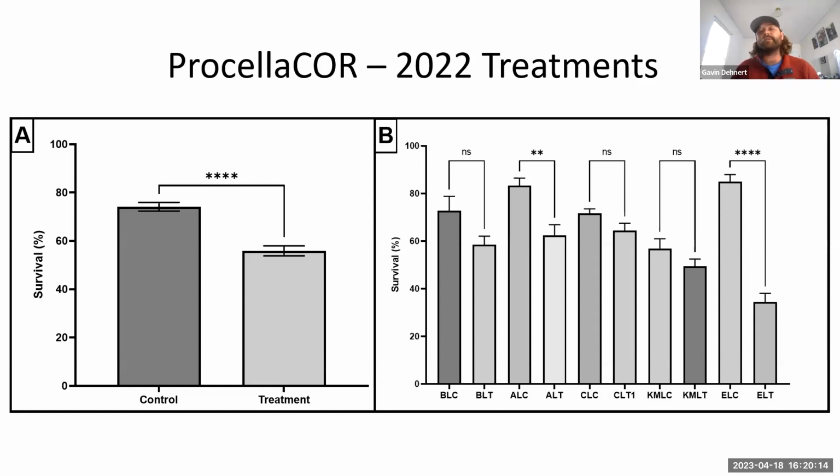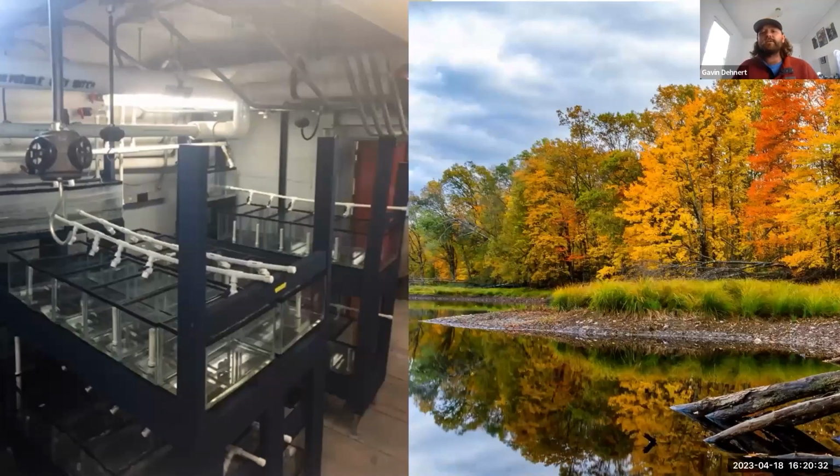When we broke it down lake by lake, we can see that these results were really driven by two lakes, ALC, which is Anderson Lake, and ELC, which is Elwood. We're still figuring that out. So all in all, the point of this was that we can use laboratory work, we can use field work, and we can bring them together.